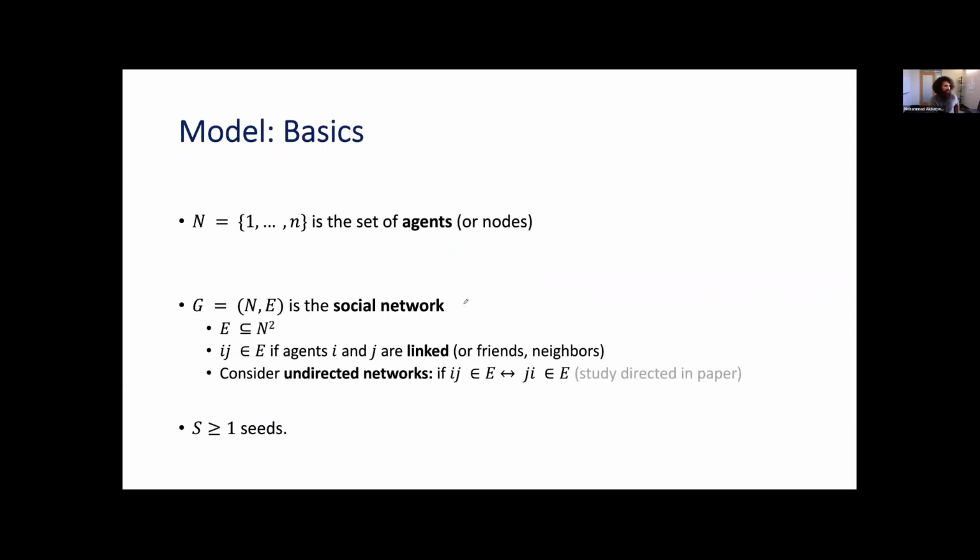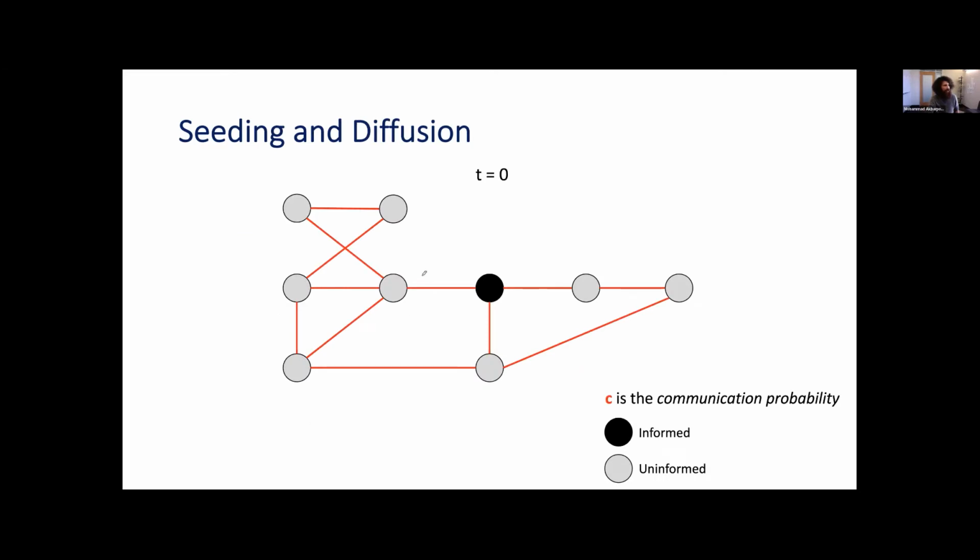So here is the model. You have a network, you have n people and a social network. This is the set of edges, and two people are connected if they exist in the set of edges. I'm going to focus on undirected networks, meaning that if you're a friend of mine, I'm also a friend of yours. There are some results about directed networks, the Twitters of the world, in the paper, and you start with some positive number of seeds.